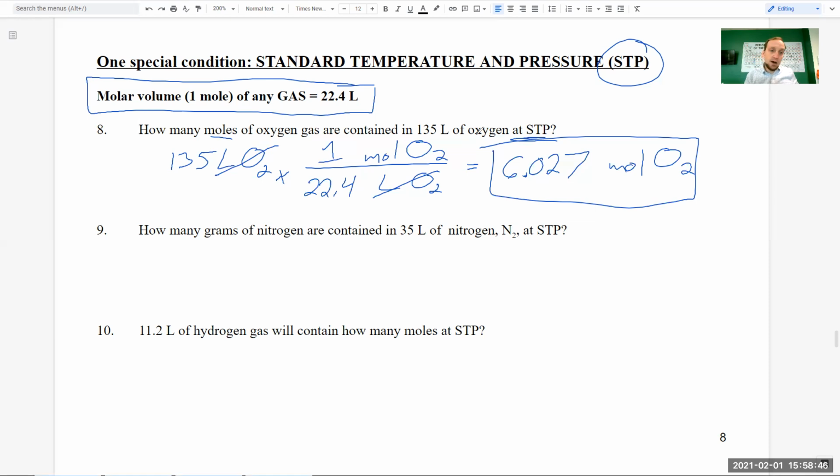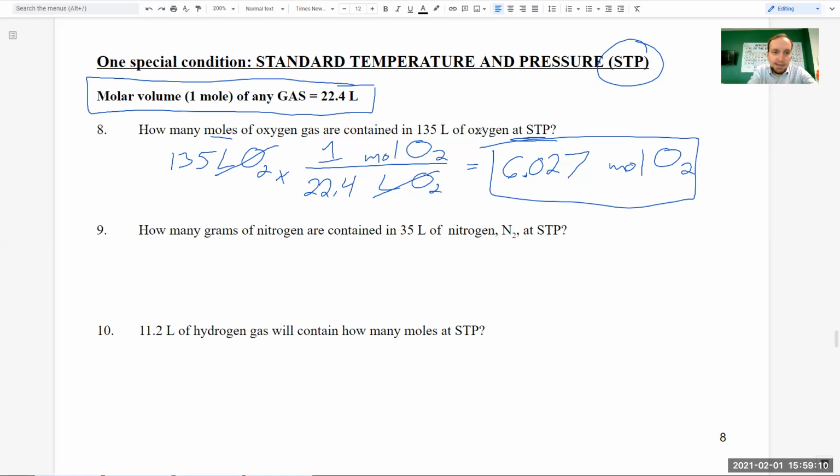Now, to be honest, the fact that it's oxygen makes no difference on this problem. This could be any gas. It doesn't matter that it's oxygen. If I have 135 liters of a gas at standard temperature and pressure, it will always equal 6.027 moles of that particular gas, because again, it's a constant.